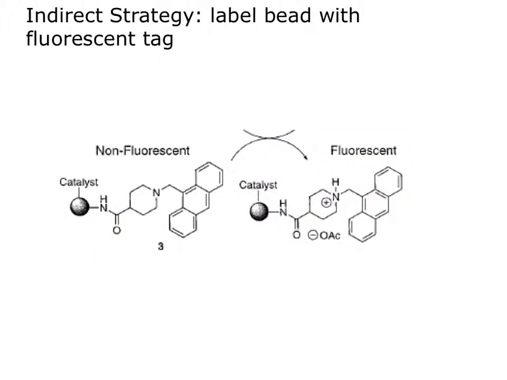An indirect strategy would be labeling a bead with a tag that can detect what's happening in terms of a catalyst reaction. So here is your peptide, and bound to that bead is this moiety shown here, which upon substrate addition, if your peptide can catalyze that substrate, it will produce acid, and that acid will then add to this moiety, allowing it to be fluorescent, and then you'll be able to identify that fluorescent bead.